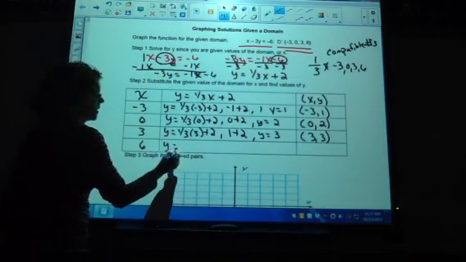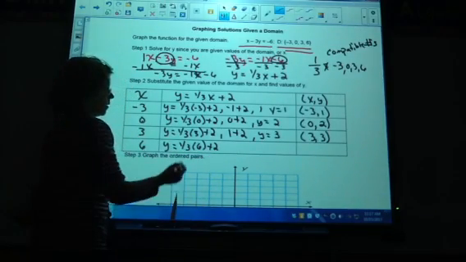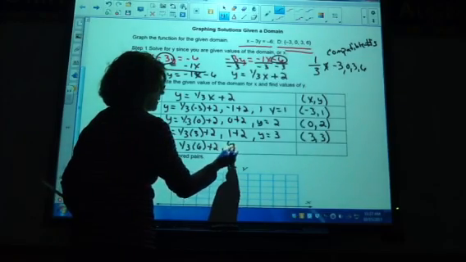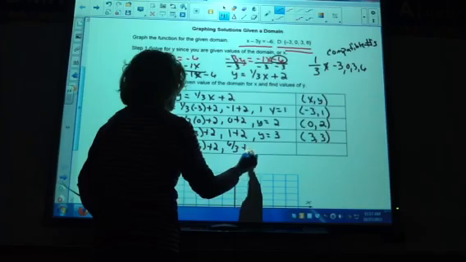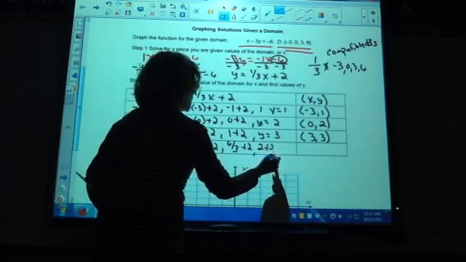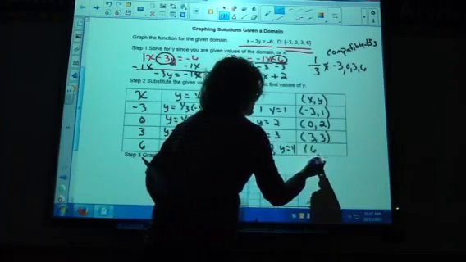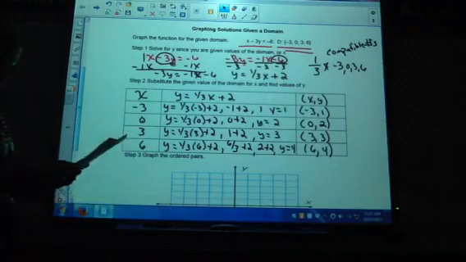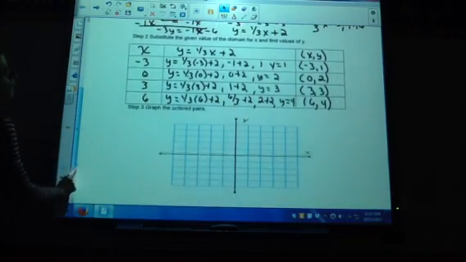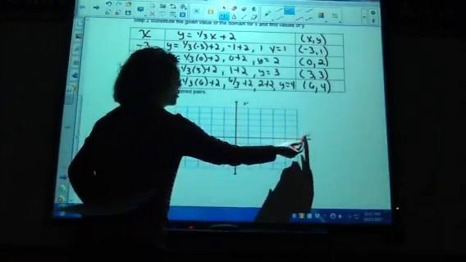Now we're going to input 6. So 1/3 times 6, which is 2, plus 2, when we input 6, our output is 4. Now we have 4 points that we can graph. Okay? Here's your x and your y.